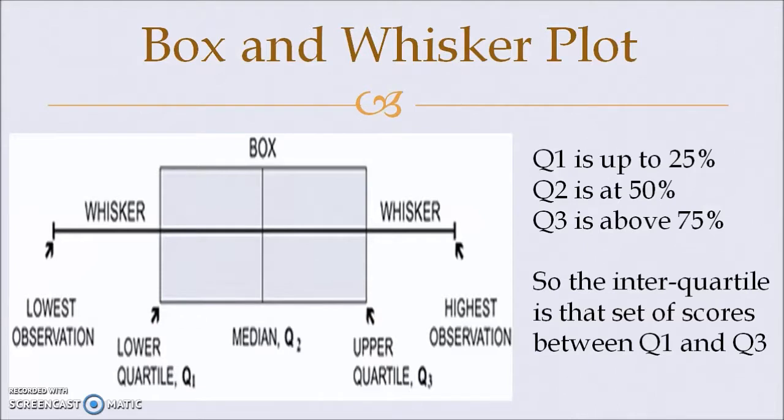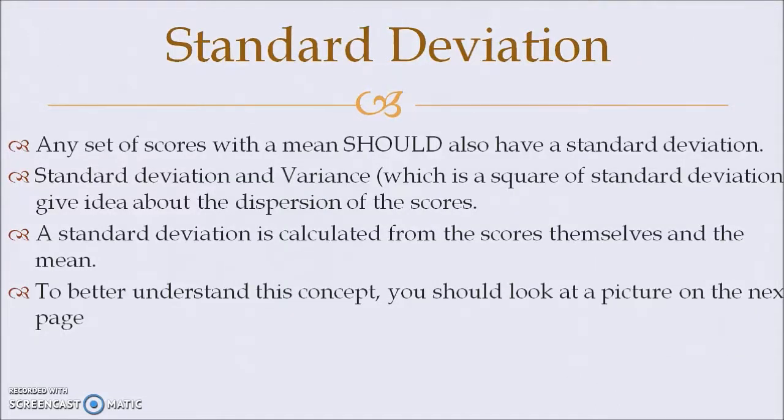One of the most important measures of variability is the standard deviation. Any set of scores should have a standard deviation. If you look at page number 35, it tells you about standard deviation and variance. Variance is basically the square of the standard deviation, and you can see the symbol right over there.